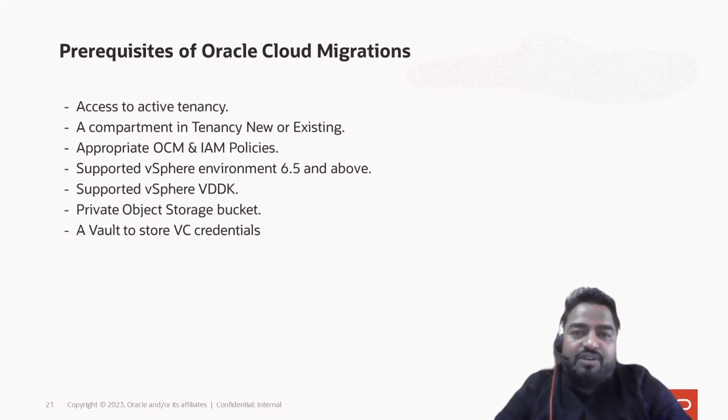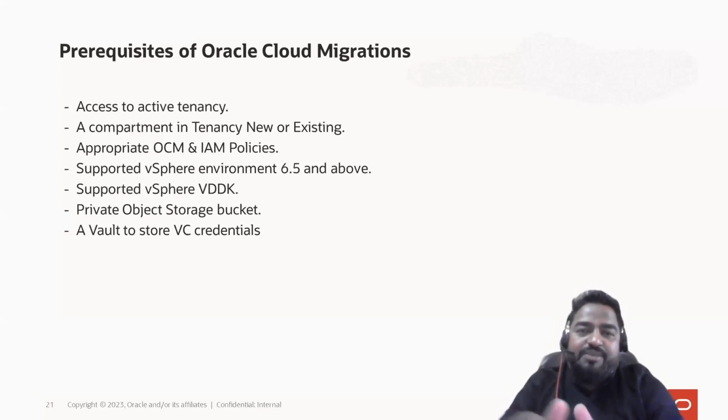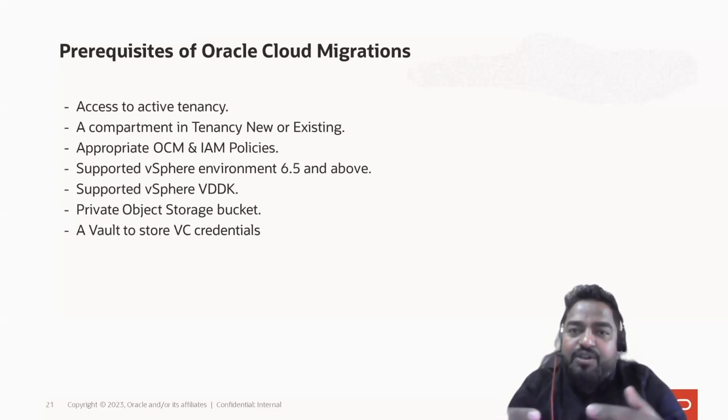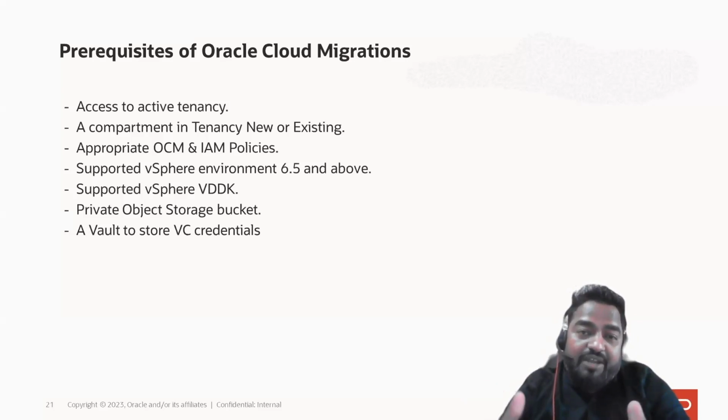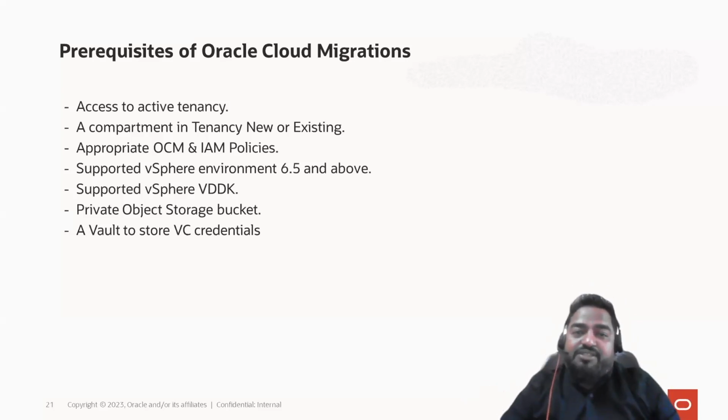The next step is a vault to store vCenter credentials. For your OCB agent to communicate with your OCI tenancy, and to allow that communication, we need vCenter server credentials, which will be created in your OCI tenancy. You will set up your username and password, by which we will communicate from our OCI tenancy to the on-premises vCenter server. This will be stored again in your OCI tenancy itself, in a vault.